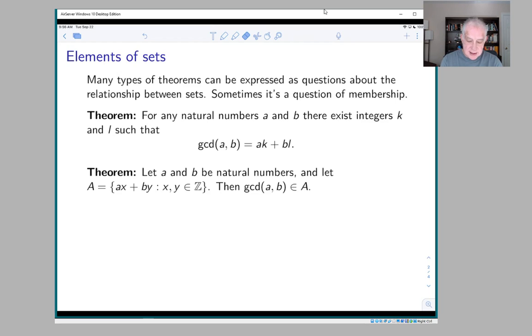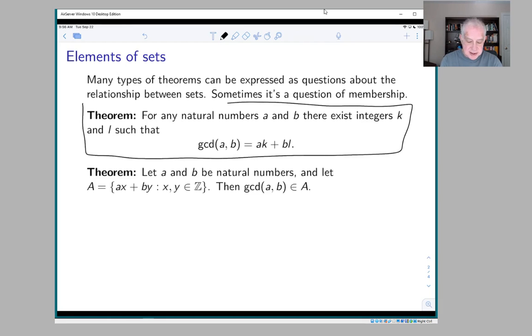So let me remind you of the original formulation of Euclid's algorithm, or Euclid's theorem. That's this here. It says, for any natural numbers a and b, there exist integers k and l such that the greatest common divisor of a and b is ak plus bl. So written this way, the theorem is a statement about a solution of an equation. If you put the greatest common divisor on the left, you can find integers k and l that solve this equation. But we can write this a little bit differently, and in fact, it's even closer to the way that we actually proved this result.